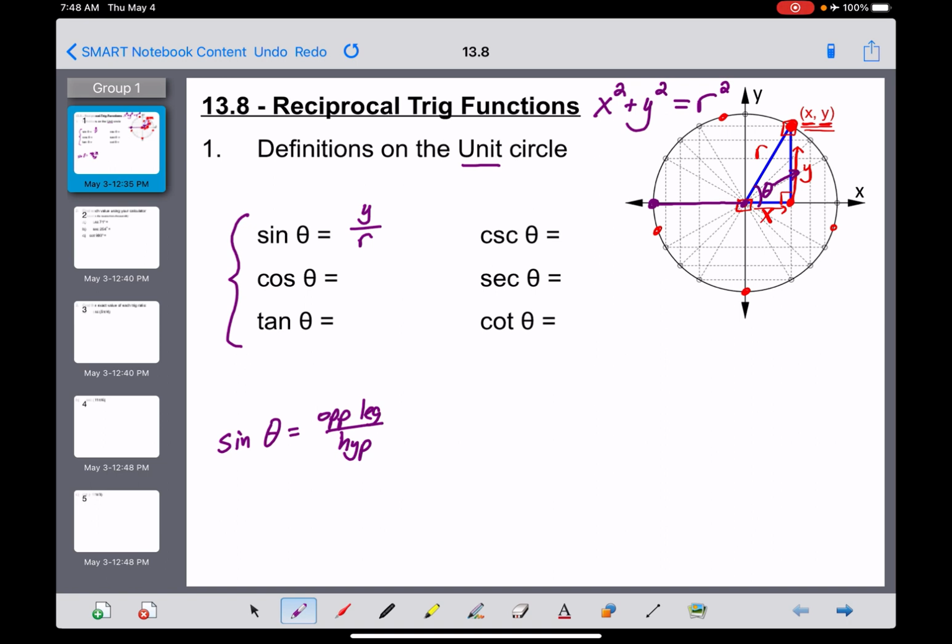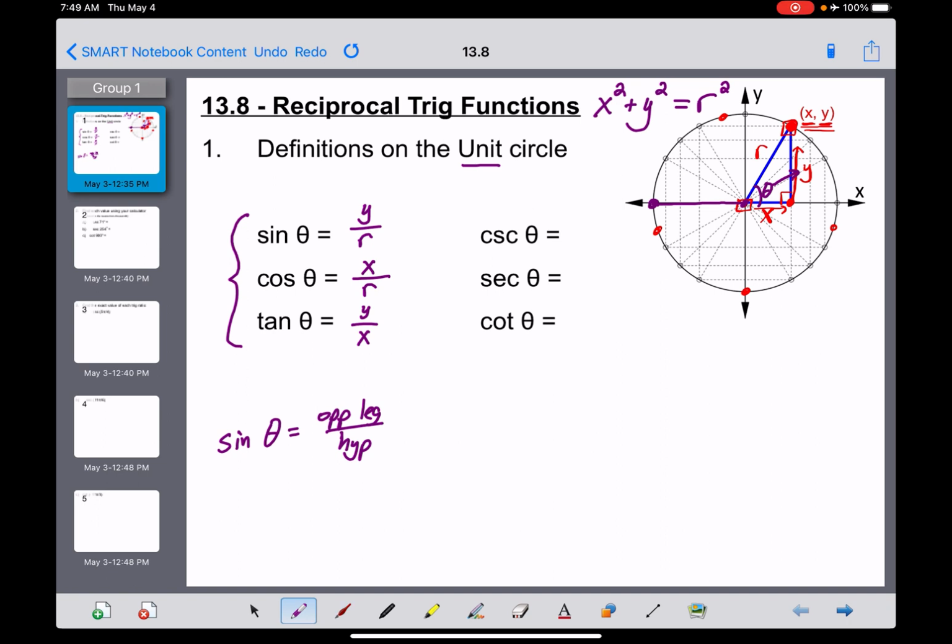Okay, back to it, guys. Cosine is adjacent leg over hypotenuse, which in this diagram is going to be x over r. And then tangent is opposite leg divided by adjacent leg, and that is going to be y over x. Okay, so those are the three, what I would call the XYR definitions of sine, cosine, and tangent.